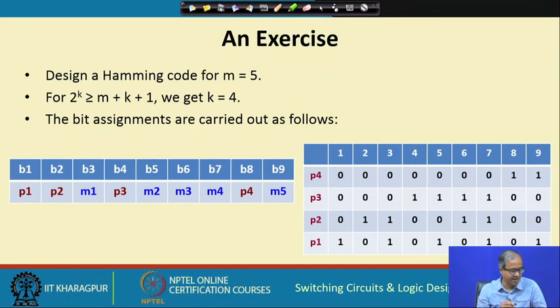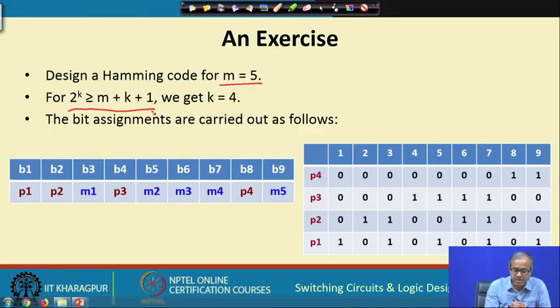Just let us work out another one. I am just giving you the schematic, the rest I shall leave you as an exercise to verify. Suppose we extend the concept, we want to design a Hamming code for m equal to 5. So, again look at that inequality, how many parity bits we require, the smallest value of k. It will be 4, because 2 to the power 4 is 16, 5 plus 4 plus 1 is 10, 16 is greater than or equal to 10. But if you take k equal to 3, then the right hand side will become larger.